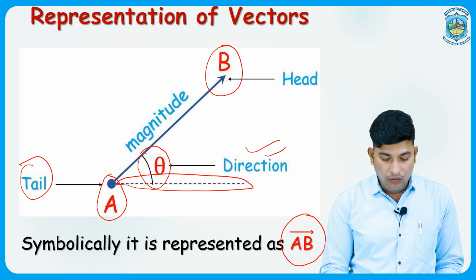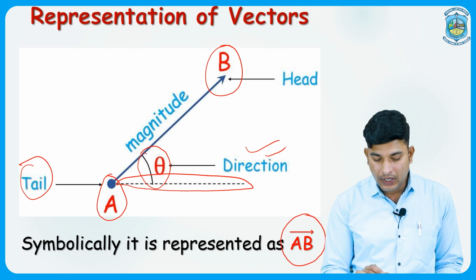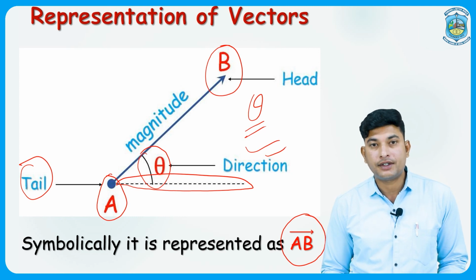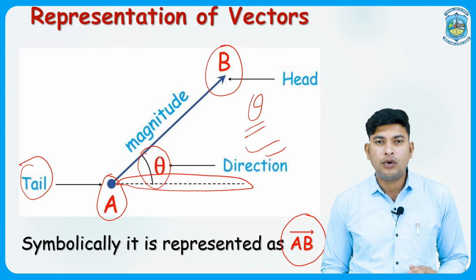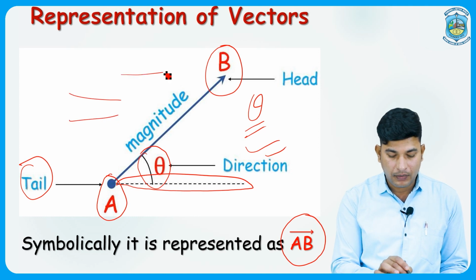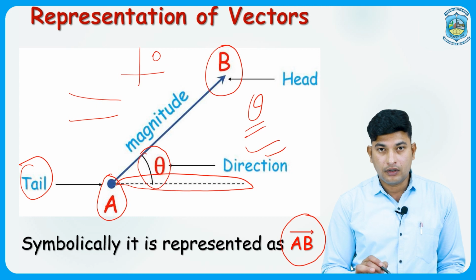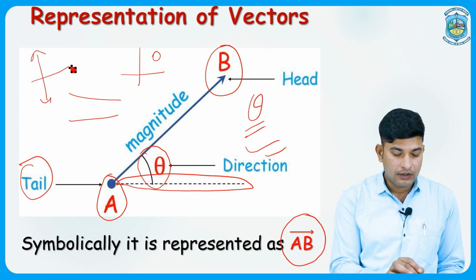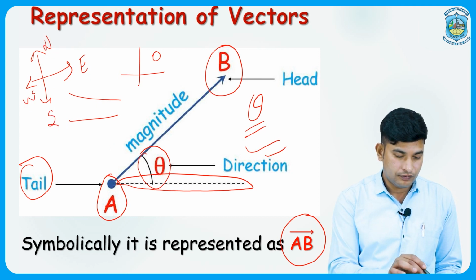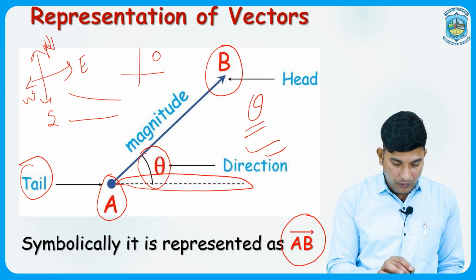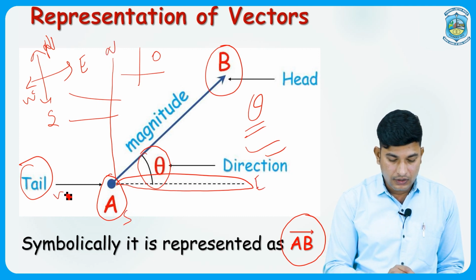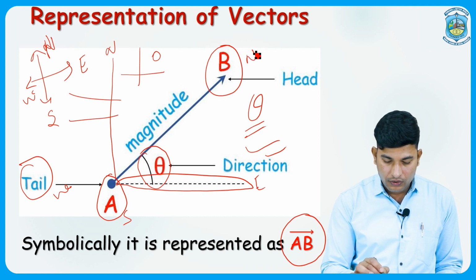The direction of AB is calculated by theta, since it is an angular measure. So this theta defines the particular direction or angle. Generally we take reference lines as parallel or perpendicular. If we want to understand this graphically, see: east, west, north and south. If I draw a straight line here, this is north, this is south, this is east and this is west. So this B is at around northeast, we can say.